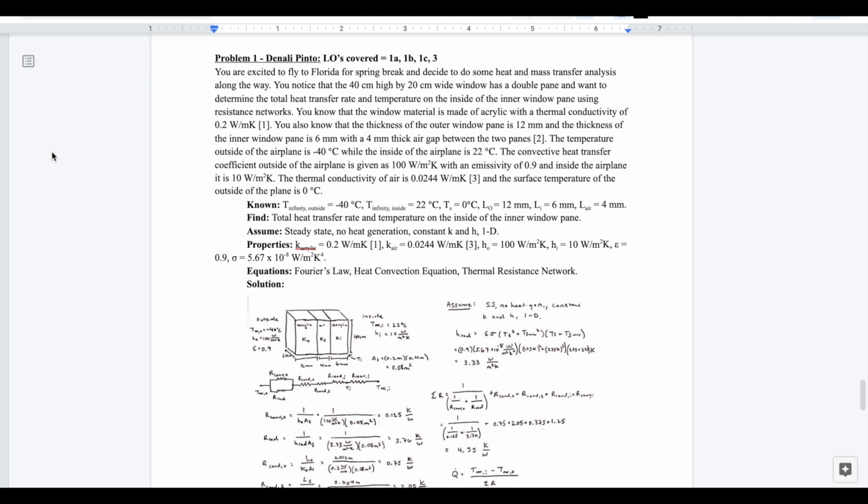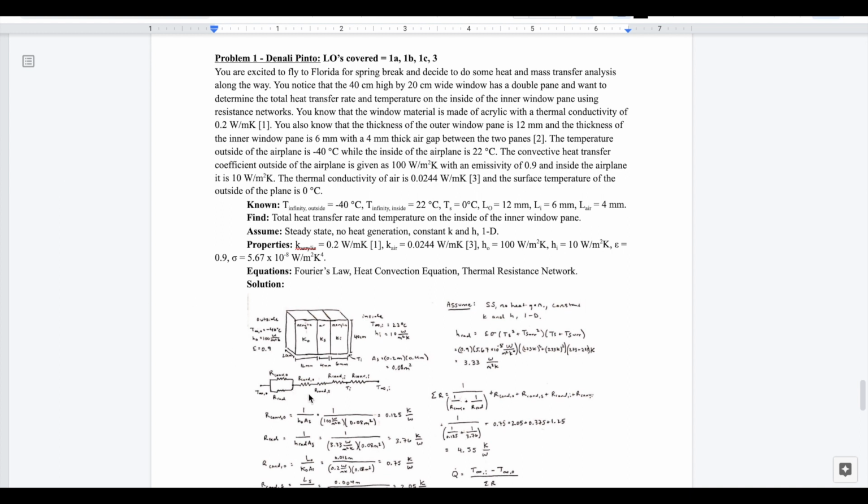Here, the thermal conductivity of acrylic and the thermal conductivity of air at the desired temperatures were looked up, and the thickness of the windows were looked up as well. Steady state was assumed, as well as constant k and h and one-dimensional heat transfer. The outside convective resistance and radiation resistances were drawn in parallel, with the rest in series. This resistance network diagram shown here shows learning objective 3.